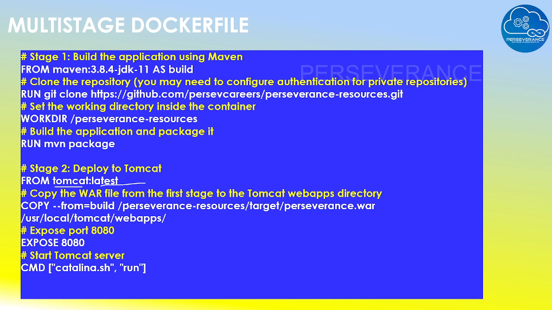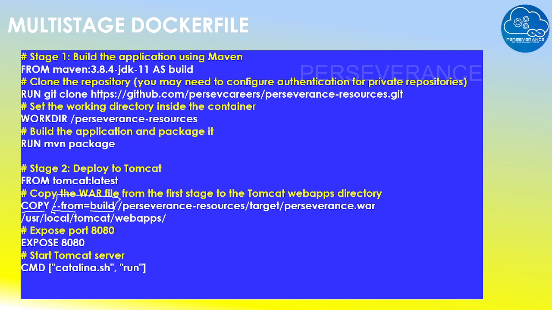What does it mean? We are generating an artifact here in the first stage of the Dockerfile. It will generate the WAR file under perseverance-resources, which has the code, right? Under that, it will create something like target, and under that we'll have our perseverance.war file. So what we are doing is giving COPY --from=build. What is this build is the question now.